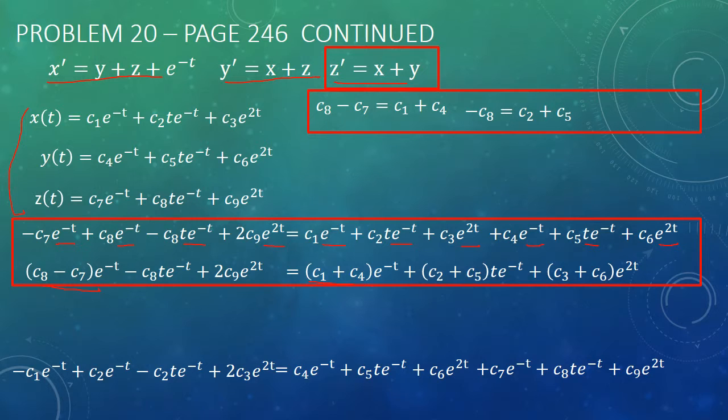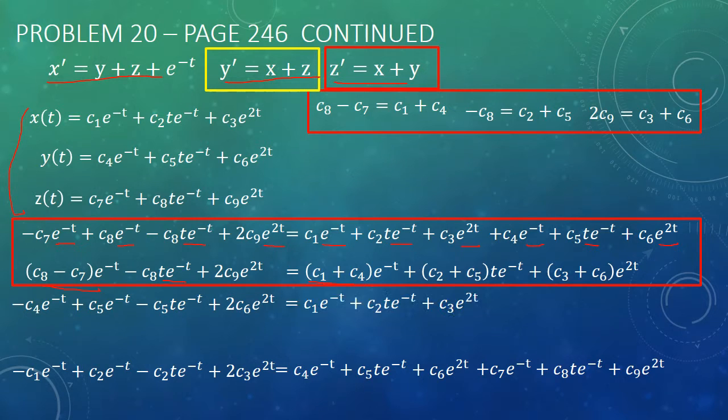There's the constants for the t, e to the minus t part. And there's my constants for e to the minus 2t's from the x equations. Now I'm going to do the same thing for the y, the derivative with respect to y. There's my derivative with respect to y. There's my x, and there's my z.